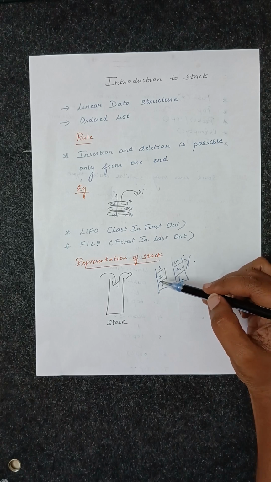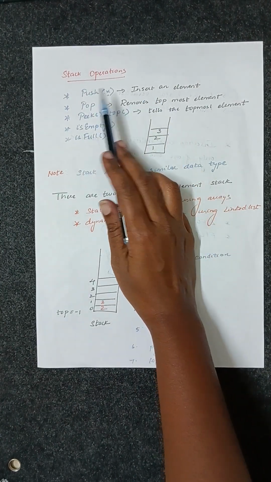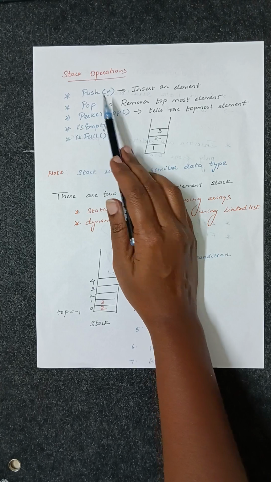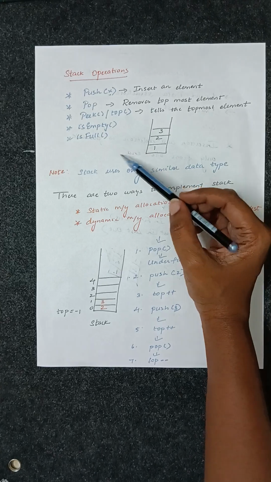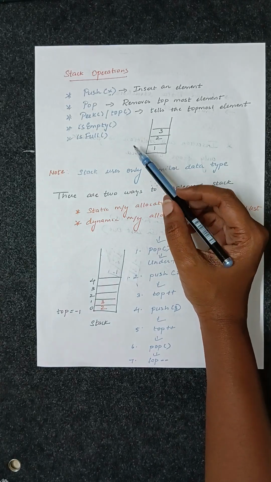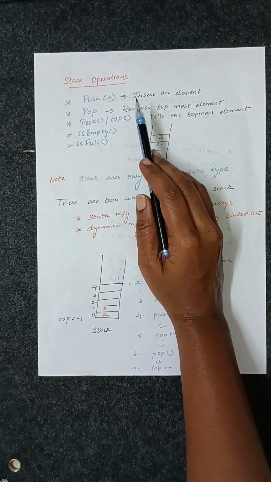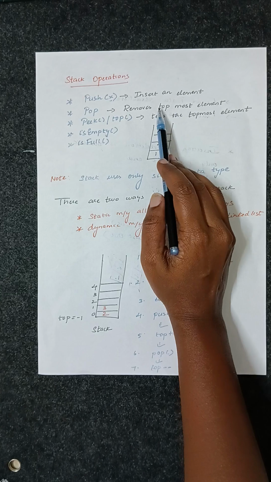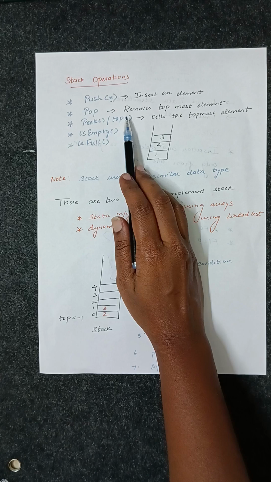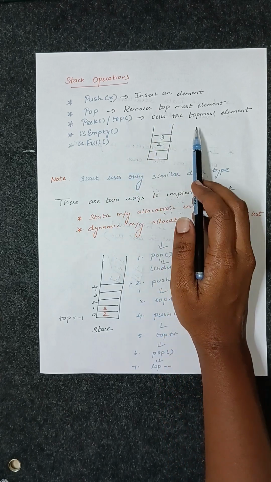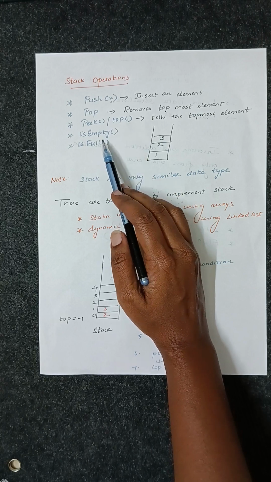Okay, so next we'll see the operations of stack. What are the stack operations? We have the basic traditional operations such as push, pop, peek or top, is empty, is full. These 5 are the main operations, or we can call them the basic operations of stack. So what is push? Push means you are going to insert a particular element. Pop means you are going to remove a particular element from the stack. And what is peek? Peek, or we can also call it top, tells the topmost element in the stack. Is empty checks whether the stack is empty or not. Is full checks whether the stack is full or not.